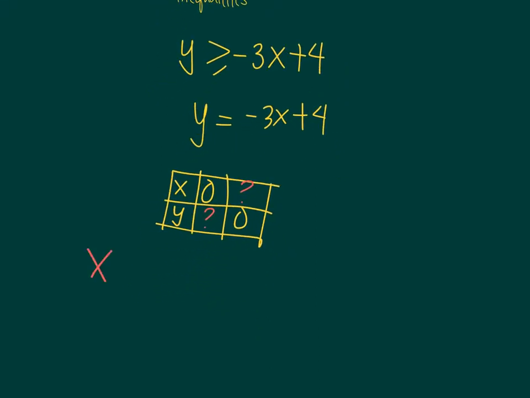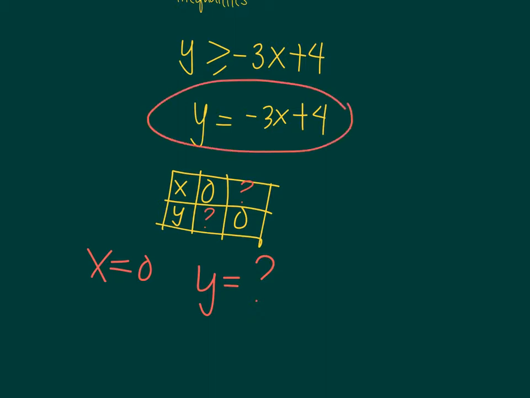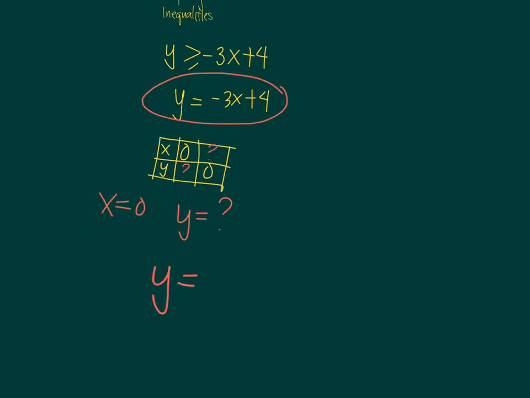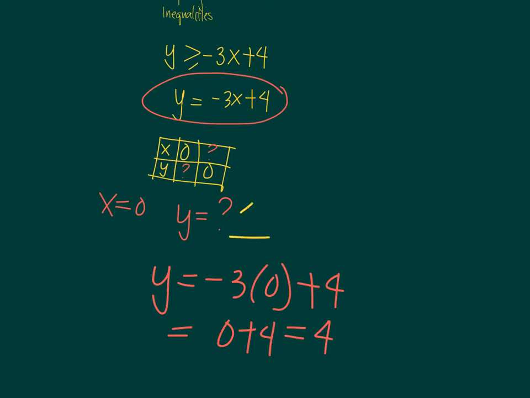Suppose we set x to be 0. Then you find the corresponding y. You go back to your equation and put the 0 on the x. So that means y is negative 3 times 0 plus 4. You solve 0 plus 4, and this is equal to 4. So when x is equal to 0, y is equal to 4. So you have the point 0, 4.